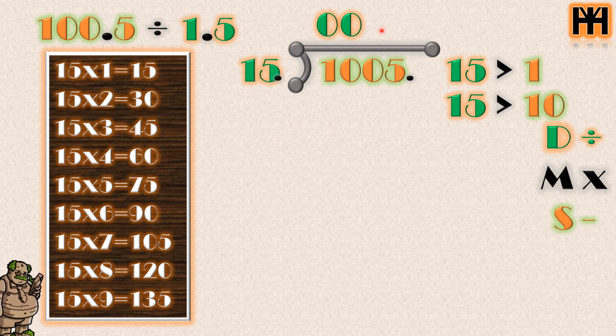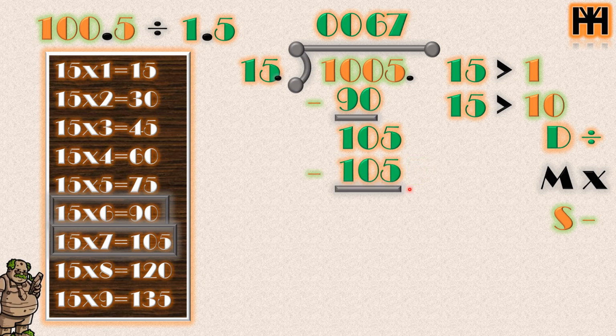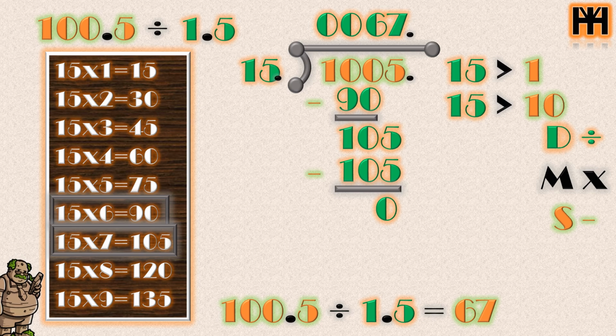So it's 6, we'll write 6 here. Okay, this is our number here, so it's 6. Then the multiplication, 6 times 15 is 90. Then subtract them, 100 minus 90, 10. Then take the 5 down. Okay, then to the division. 105 divided by 15, or how many 15 is in 105? The answer is 7, because 15 times 7 is 105. Then write 7 here, then 15 times 7. So it's 105, so let's subtract them. So the answer is 0. Okay, we'll take the decimal point up there. So the result of this division is 67.